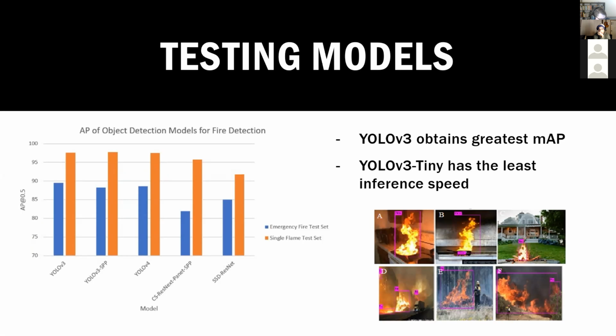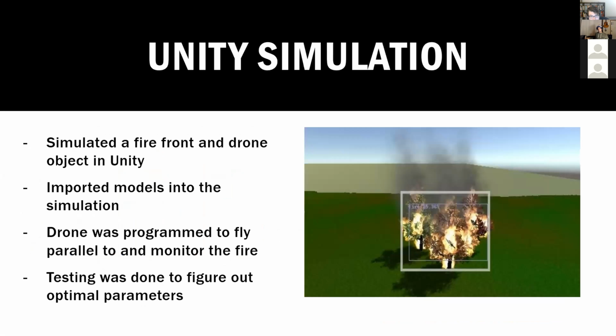But YOLO V3 Tiny has the fastest inference speed at an average of 0.1 seconds per image, which is around 10 times faster than all of the other models. So it can perform inference in real time, meaning that you can actually port it onto a drone.